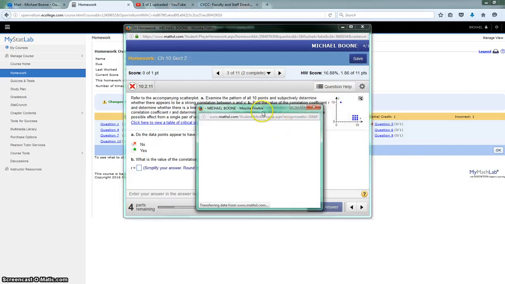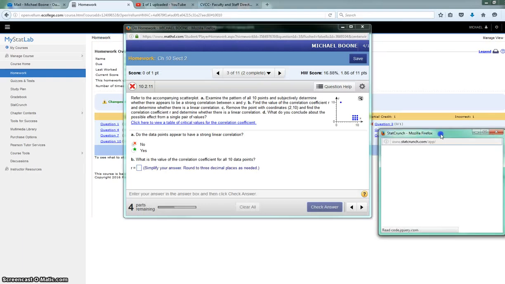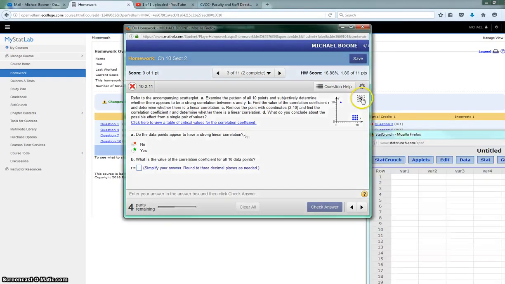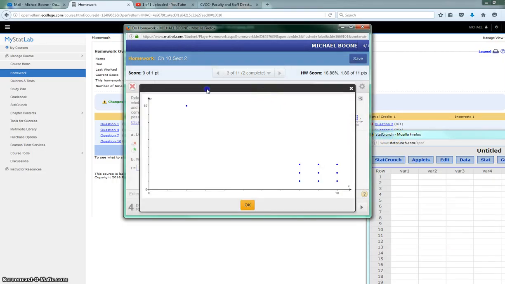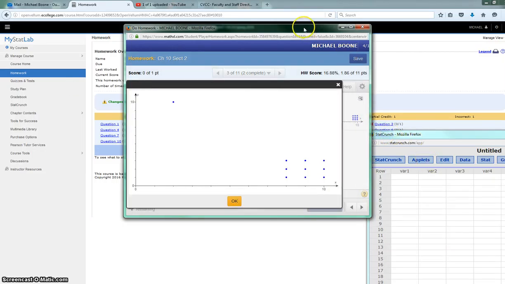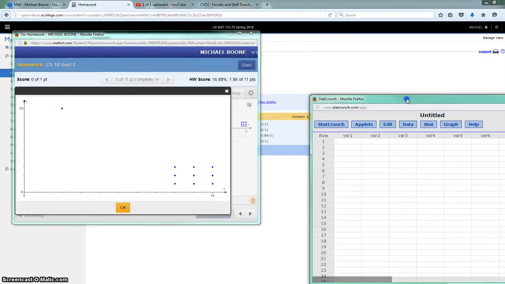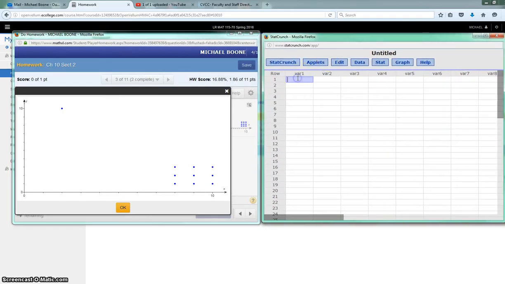If you look for the correlation coefficient, I'm going to need some StatCrunch to help me out. But also I'm going to look at the table that they have, because I imagine I can figure out what all these points are. So I see 8, 9, and 10, and I have this one point here which is 2, 10. So I'm going to put my x values here.